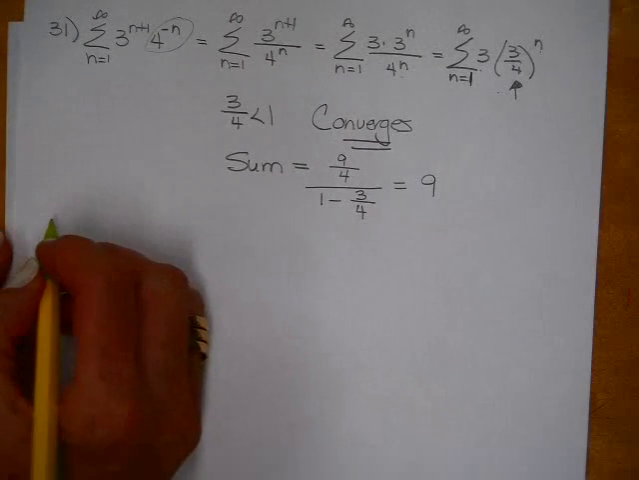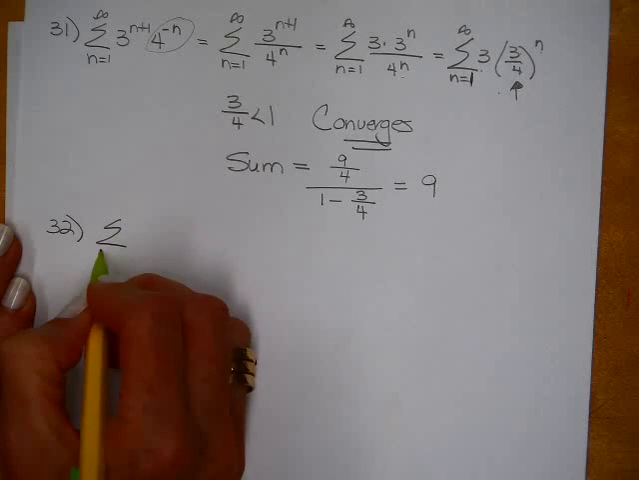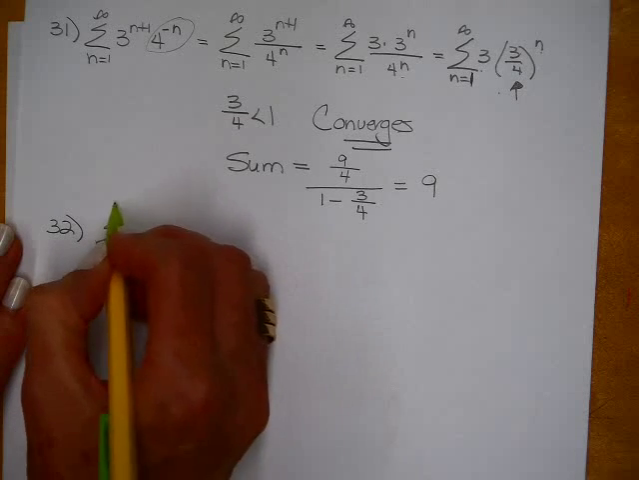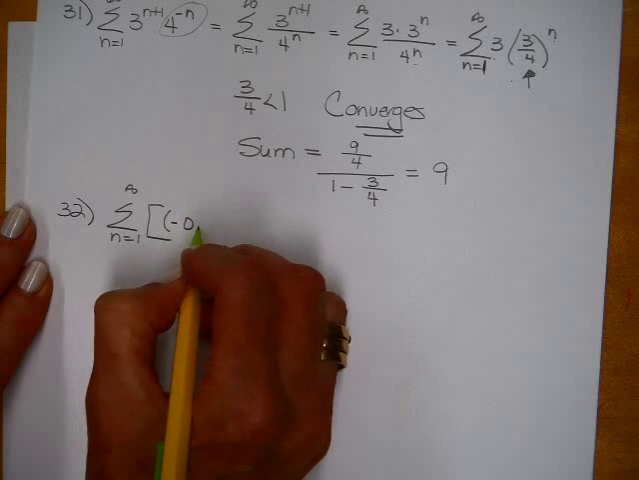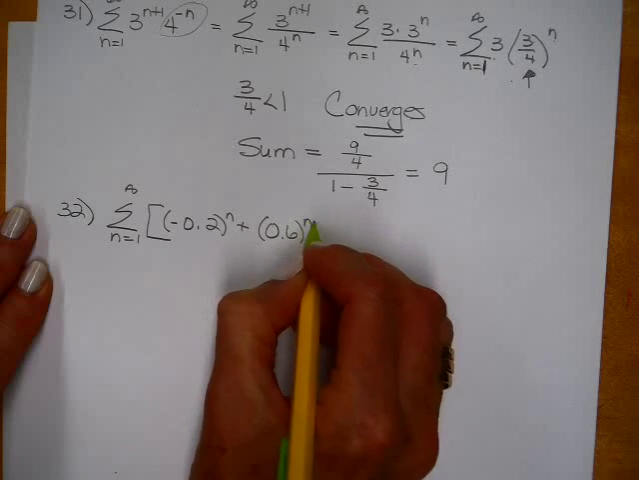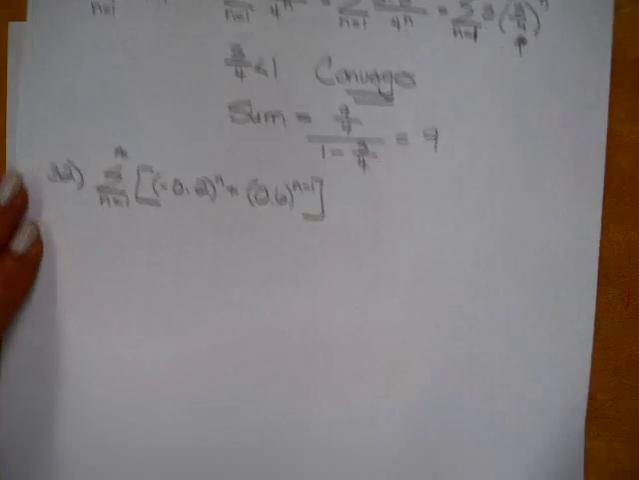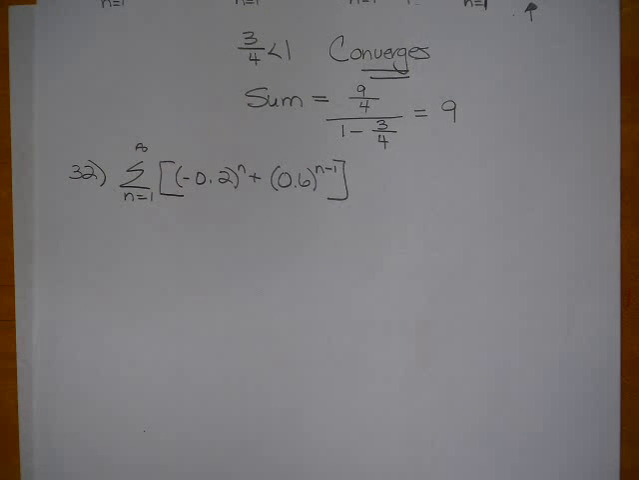Okay? Now, I have not gotten to the rules for sequences and series, but I can do this problem and explain it to you. This is 32. Sum from n equals 1 to infinity of (-0.2) to the n plus 0.6 to the n minus 1. They want to know if this series converges or diverges.